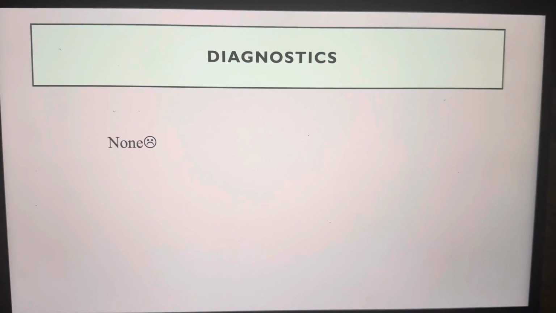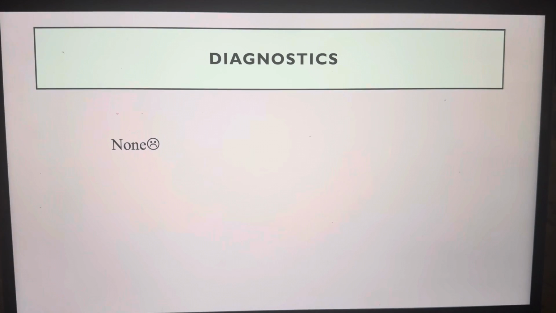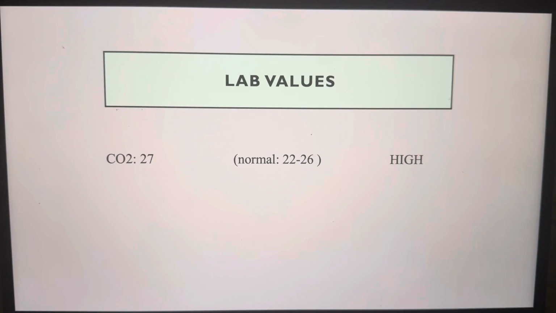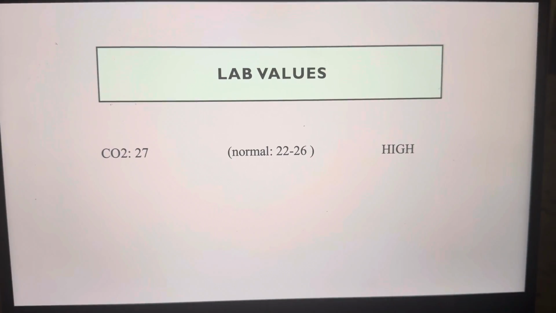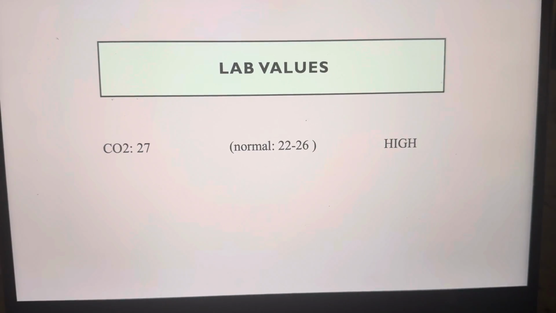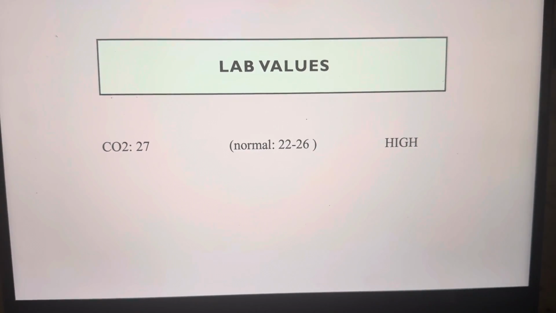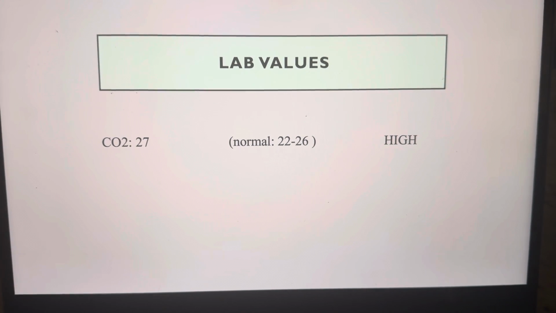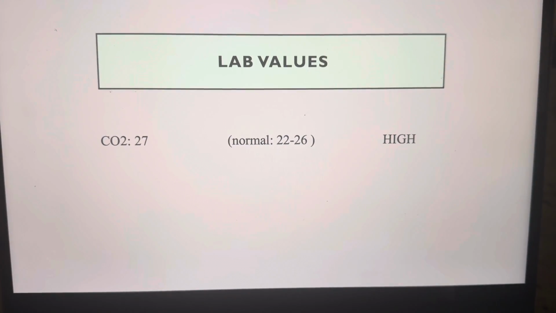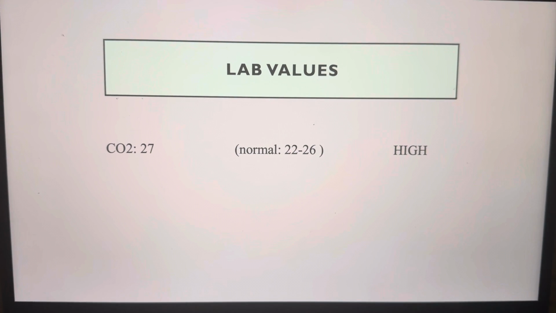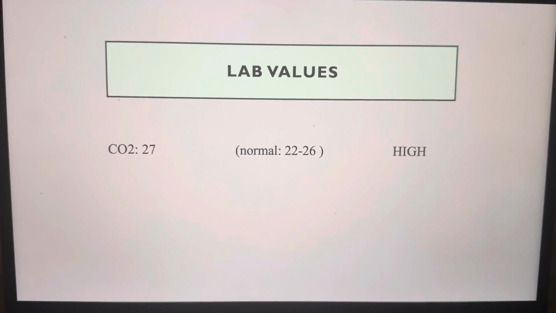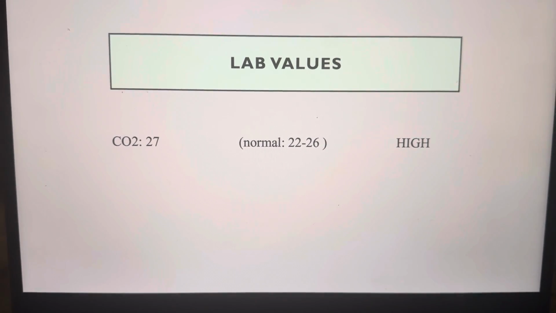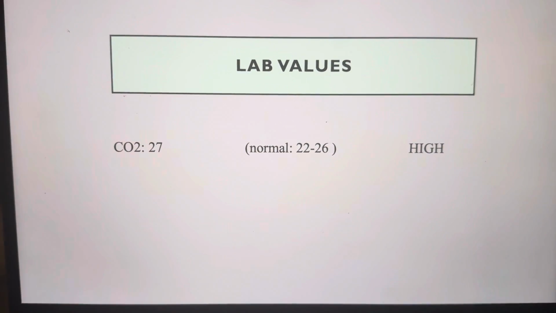She had no diagnostics documented, so I just wanted to include that. And the only abnormal lab value was that she had a slightly high CO2 level in her blood. This could be caused by bed rest after surgery, decreasing respiratory rate, just slowing down her breathing and work of breathing. This just means that the patient is not getting rid of enough CO2 when she is breathing.